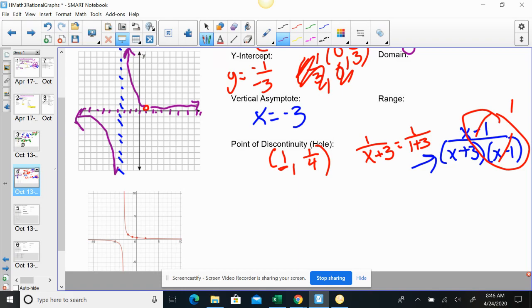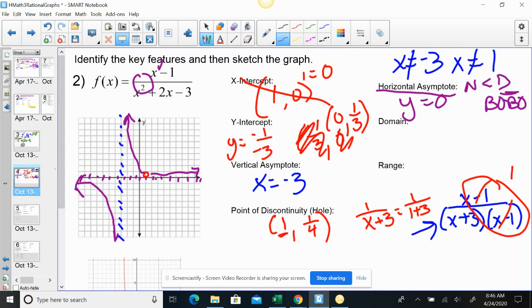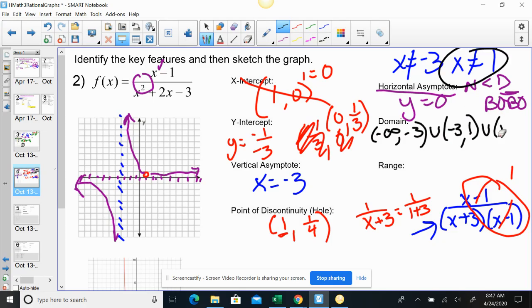I forgot to talk about domain and range in that first one. So we're not going to rewind back to that because this video is probably going to be long enough. So domain is your x. So make sure we go negative infinity. We want to skip over that negative 3. This one's kind of wonky because now we go negative 3 to my hole. Remember, x can't equal 1 either, so I need to skip over that. And then I'm going to go 1 to infinity.